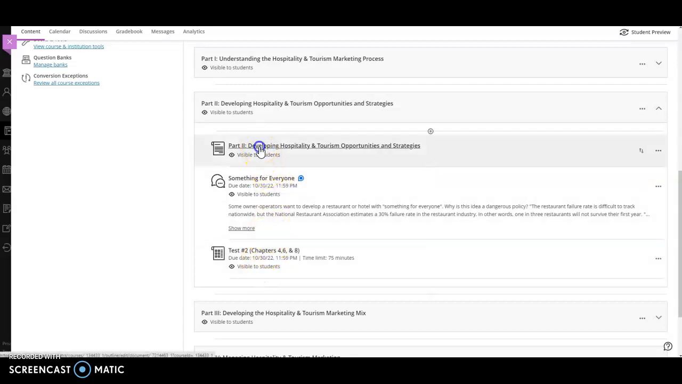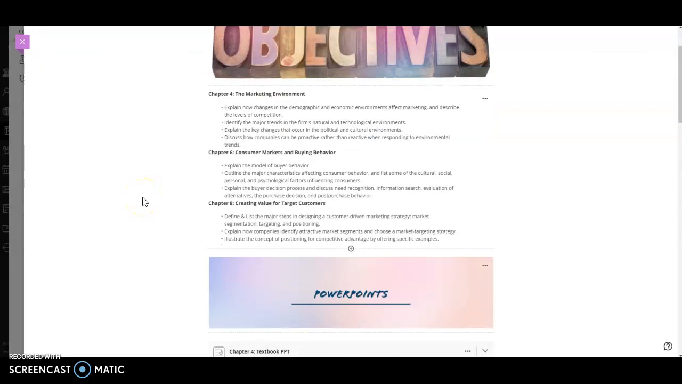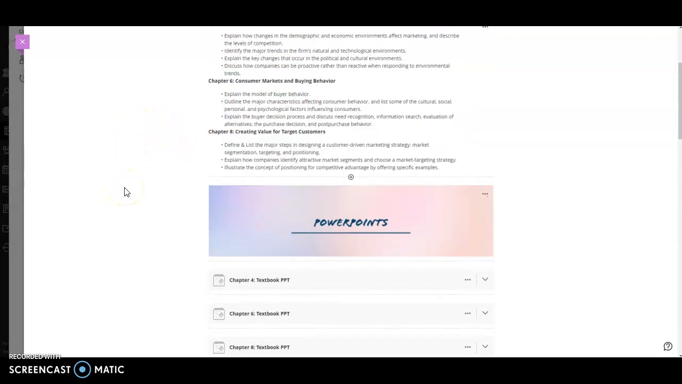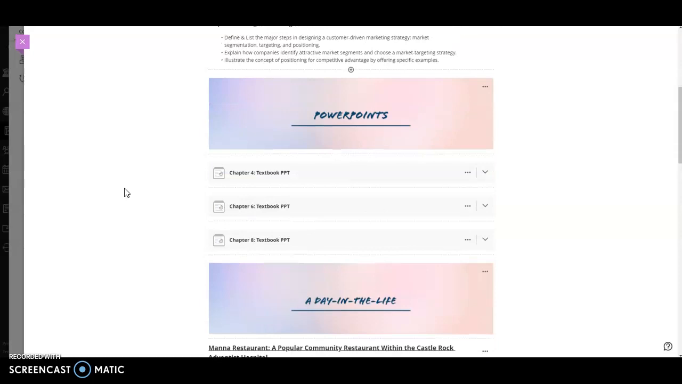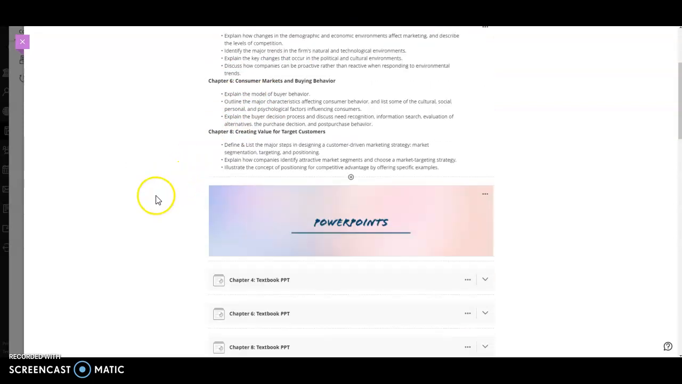Okay, so if we click on part number 2 here, we can see that it's broken down by chapters. This part actually is going to consume 3 chapters for us. We're not going to do chapters 5 and 7. We're just going to focus on 4, 6, and 8 for the time being. And this review will be on chapter 4, the marketing environment. So you can see the objectives here.